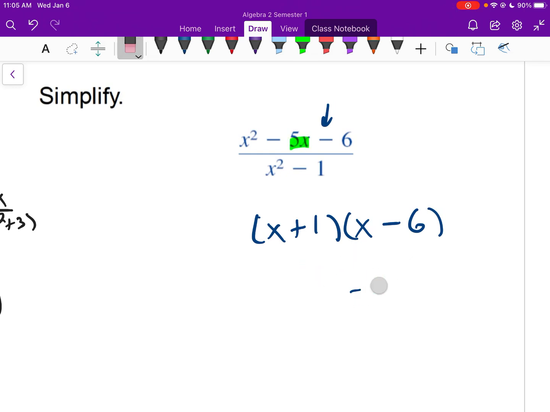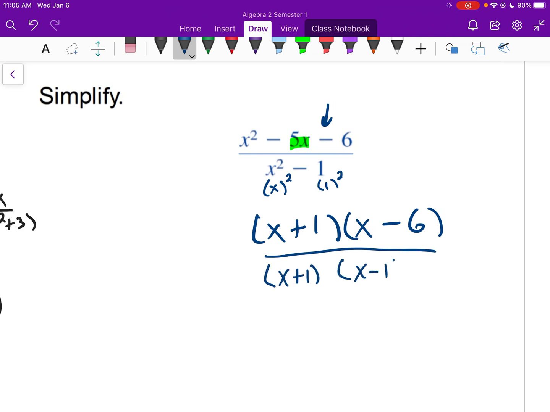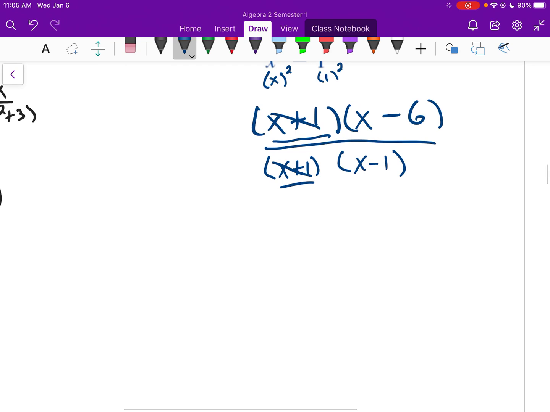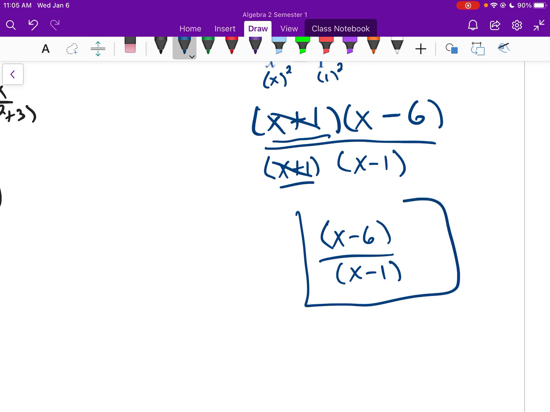Now that we have factored that properly, we need to go to the denominator and factor that. That is a difference of squares again. So if you remember, what am I squaring to get x squared? x. What am I squaring to get 1? That's 1. So it's going to factor into x plus 1 times x minus 1. Now that we're in factored form, it's all in terms of multiplying. I'm going to look for common factors in the top and bottom. If I start here, x plus 1, is there an x plus 1 on bottom? There is. So therefore, those will cancel. x minus 6 over x minus 1, those are not common factors. So my answer will be x minus 6 over x minus 1.